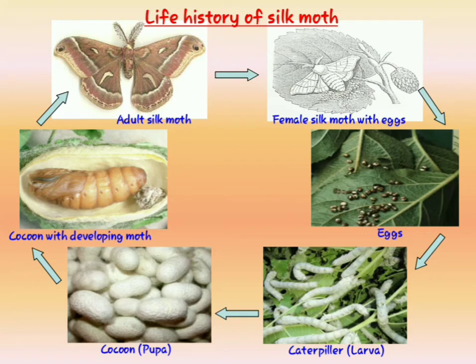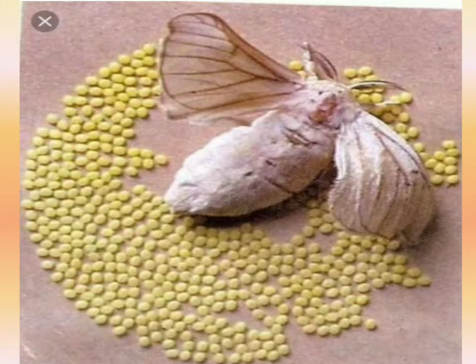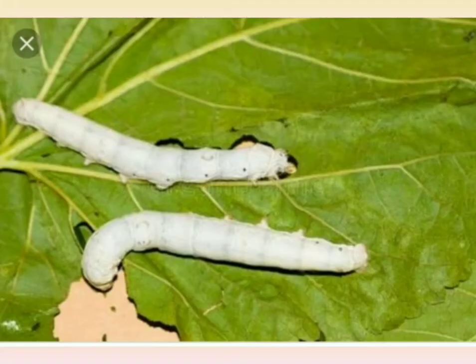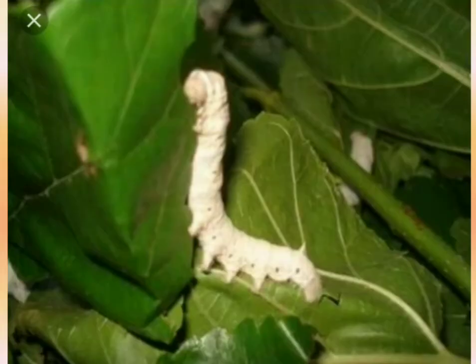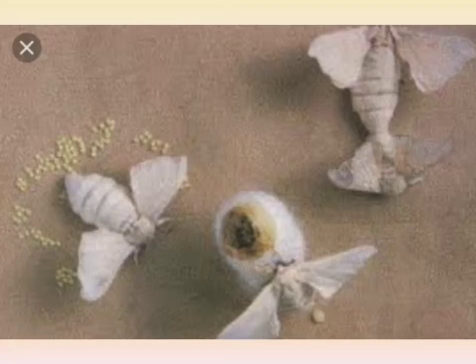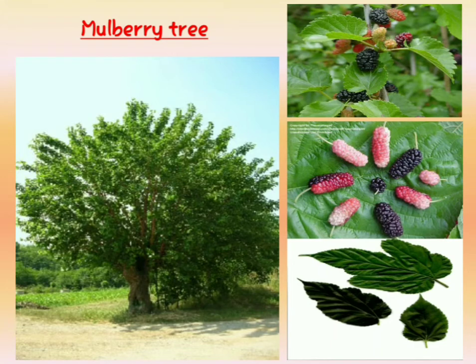Life history of silk moth. First comes moth, egg, larva, cocoon, pupa, and again moth. Please don't forget this. These are the life stages of silk moth. Egg, larva, this caterpillar, big caterpillar, you can also call it larva. This is cocoon. This is mulberry tree. If you see here, you should not allow your mulberry plant to grow into a tree.